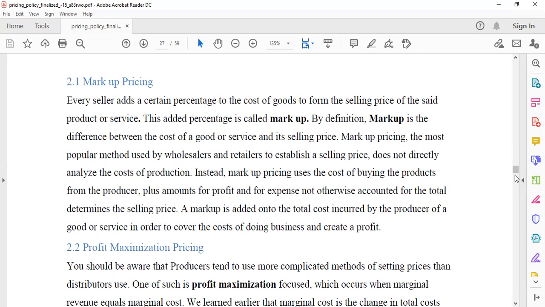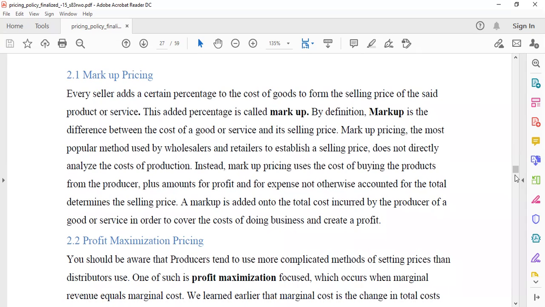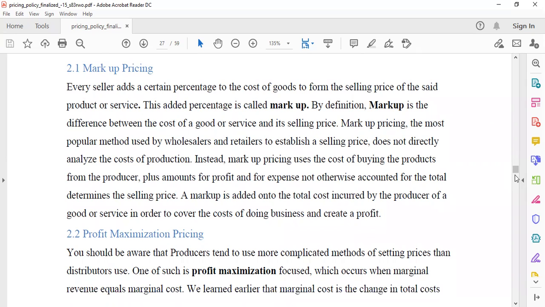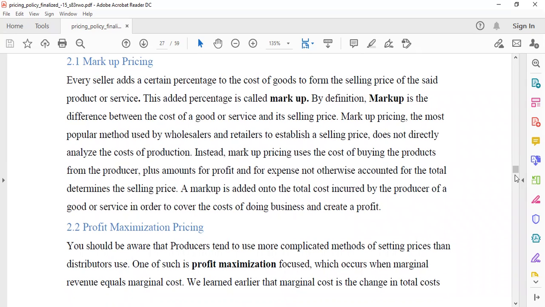So a markup is added onto the total cost incurred by the producer of a good in order to cover the cost of doing business and create a profit. And it's in the course of trying to do this that the organization can stay afloat. No matter how wonderfully an organization performs, if it doesn't make enough profit to sustain its operations, it's obviously going to go under in no distant time.